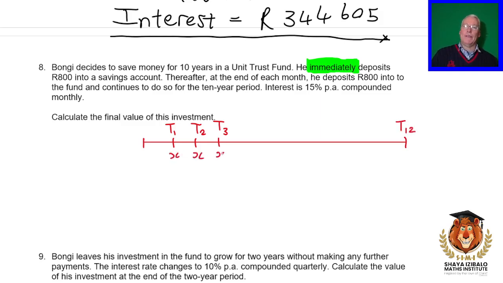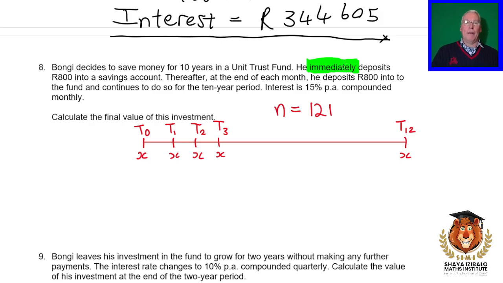But what happens here is he starts making payments immediately. So in fact, in 1 year, there's actually 13 payments. Every year after that, there'll be 12 payments. So for this question, 10 years, there's actually going to be 121 payments. Apart from that, it works exactly as normal.